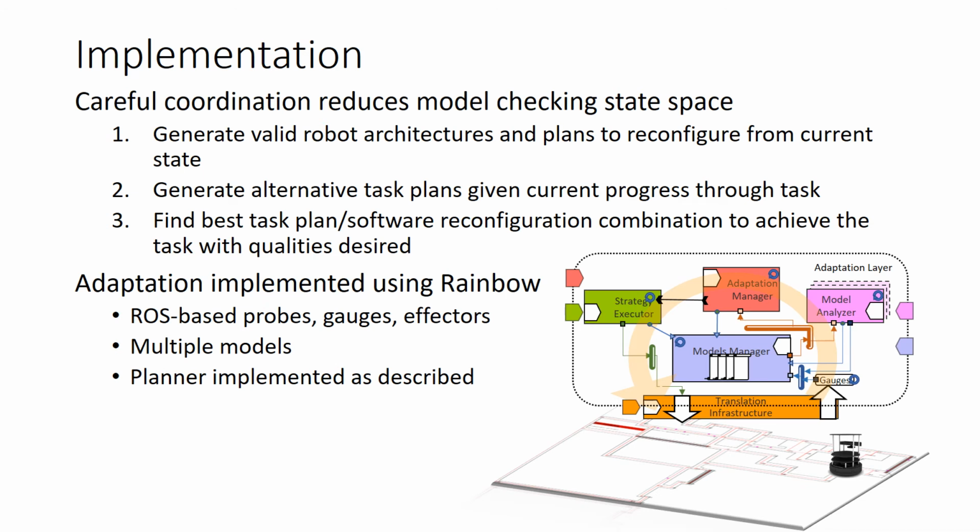We have implemented this approach using the Rainbow self-adaptation framework. We customized probes, gauges, and effectors for ROS systems, incorporated multiple models, and implemented our approach as its planning component. Rainbow runs in parallel to the robot software, discovering problems and finding and enacting reconfigurations as the robot executes its mission.